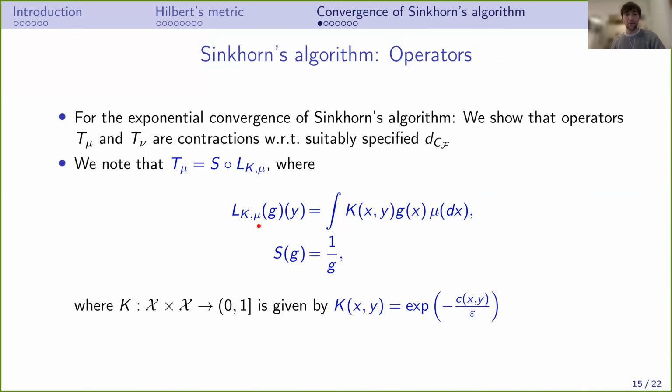The operator LK mu is simply a standard kernel integral operator. LK mu of G is the integral of K times the function G integrated with respect to mu. So this term basically describes what was written in the denominator of this definition with the Schrödinger equations. And this kernel K is given by this exponential term depending on the cost and the regularization parameter. This operator S, on the other hand, is simply the inversion operator. So S evaluated at a positive function G is simply 1 divided by this function G.